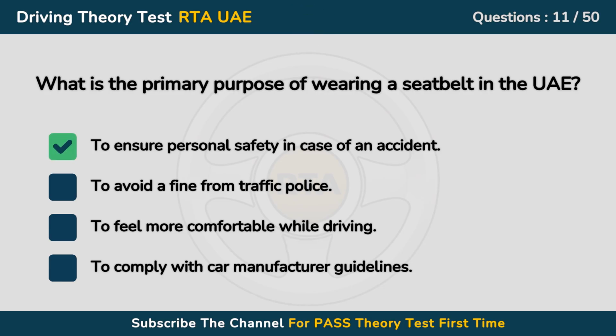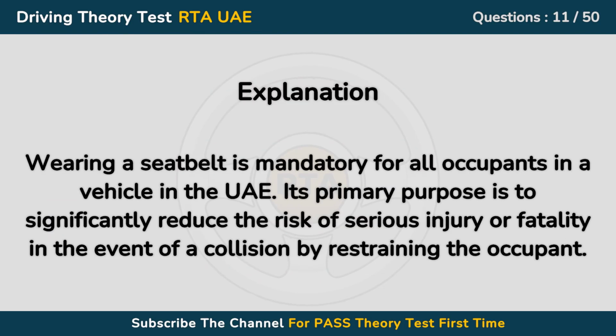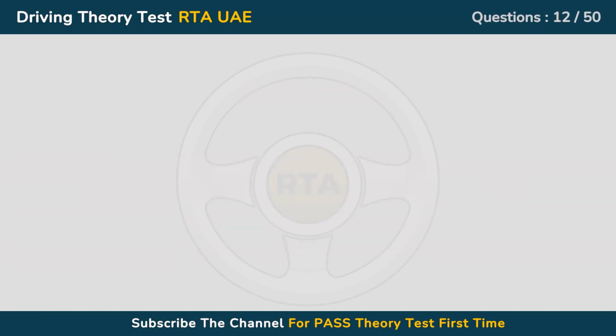Answer is A. To ensure personal safety in case of an accident. Wearing a seatbelt is mandatory for all occupants in a vehicle in the UAE. Its primary purpose is to significantly reduce the risk of serious injury or fatality in the event of a collision by restraining the occupant. Question 12.